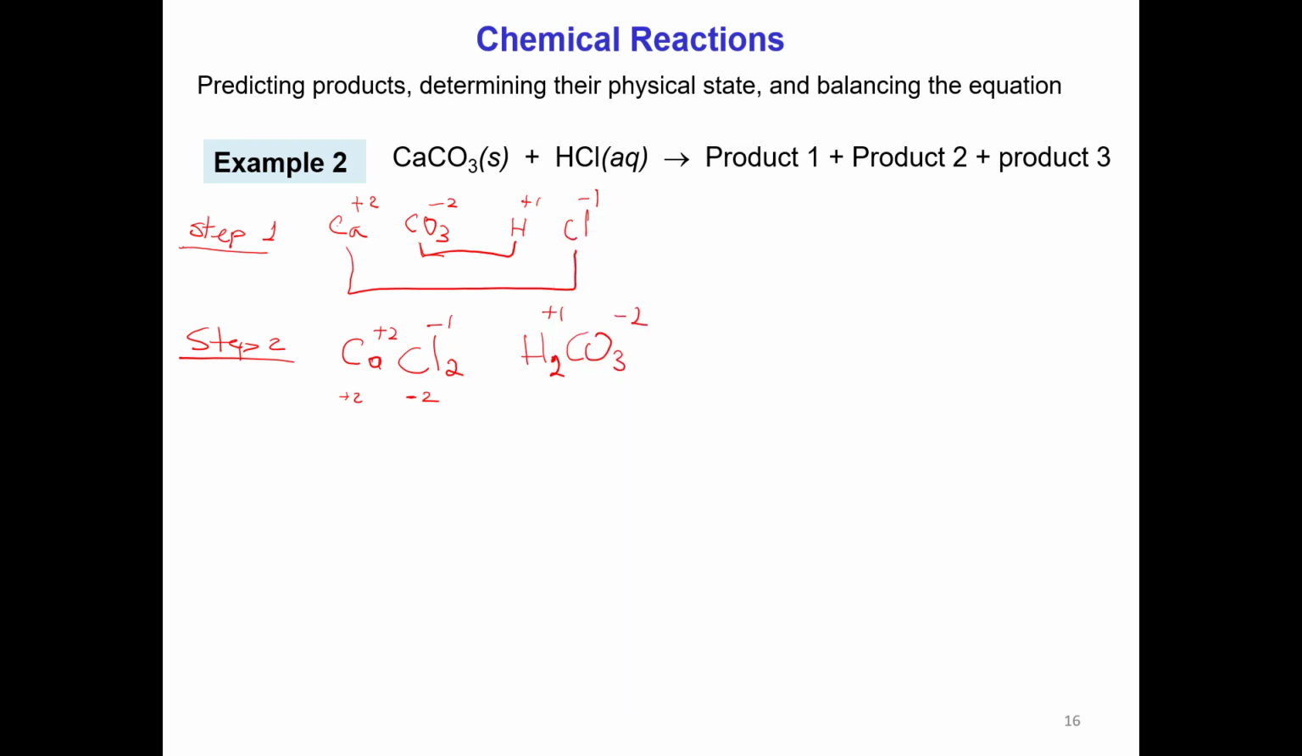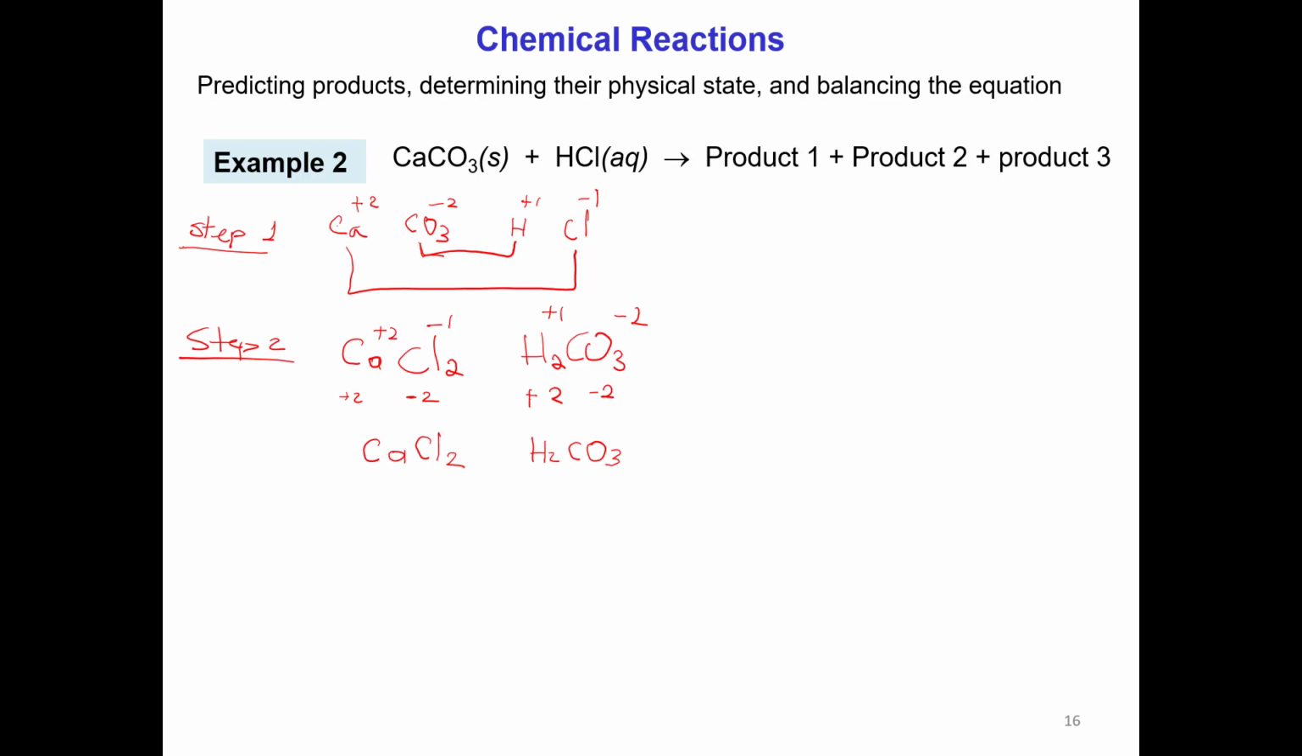Two times 1 is positive 2. This is negative 2. Remember, this 3 is part of the formula, so we don't multiply by that. It will be positive 2 and negative 2. Now we have a neutral product. Let's write the products. Remember to write the final product; we don't need to use the charges as we write. But here we need 2 chlorines. This is why we need to write it. Here we need 2 hydrogens.